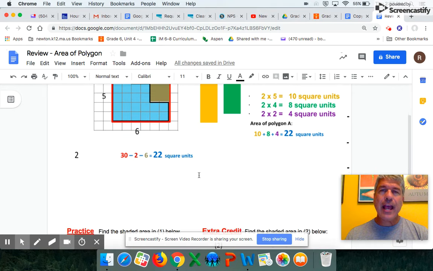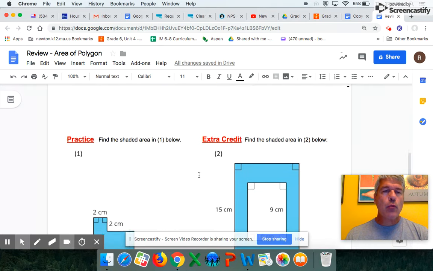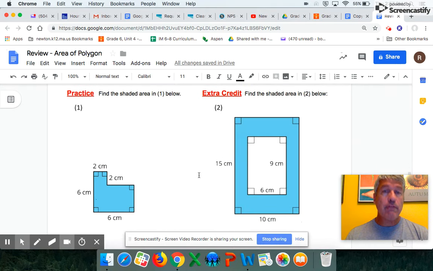So for extra practice, what we would like you to do is to find the area of the shaded area in one below. And you can see it's somewhat similar in size or in structure to the one we just looked at. And for extra credit, see if you can determine the area of this blue part. Don't include the white, but how would you determine the area of that for extra credit? Good luck.